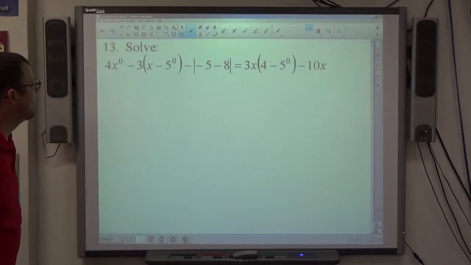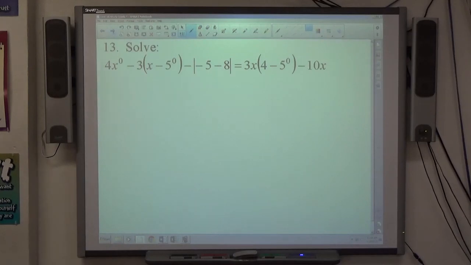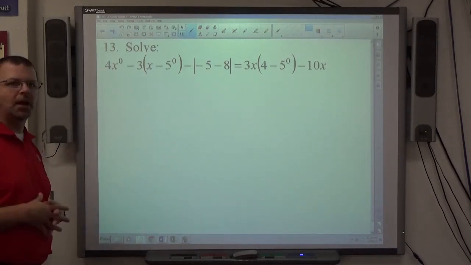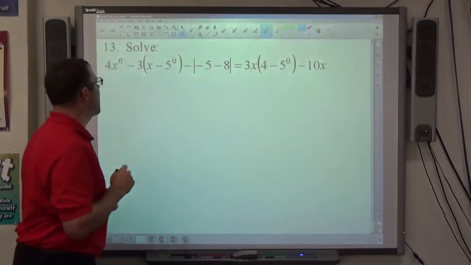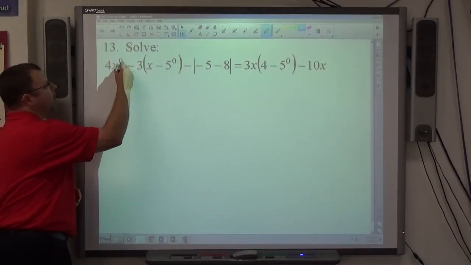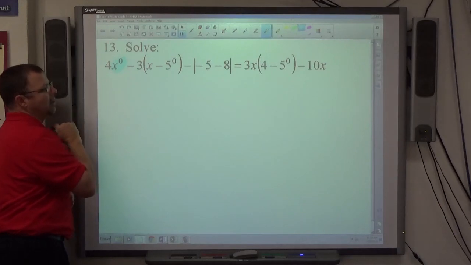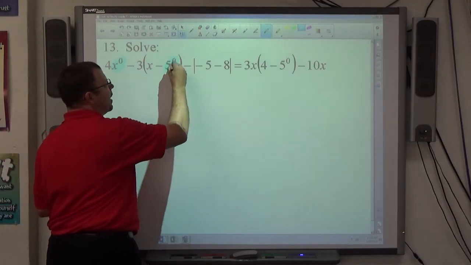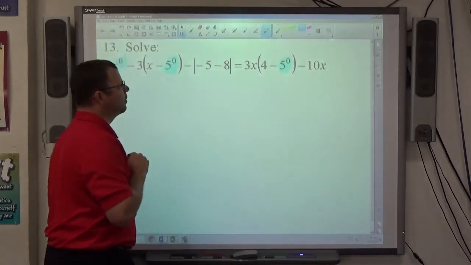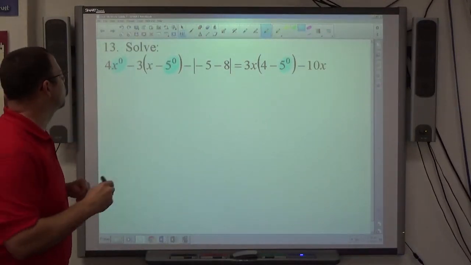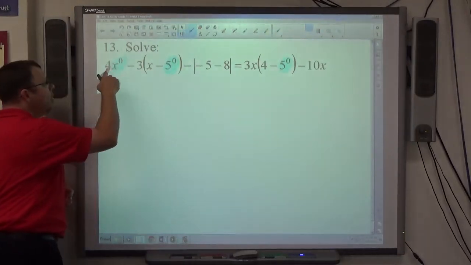Number 13, solve. Notice we have powers. Once again, powers happen. We have to ask ourselves what's being raised to the power. That's the first step in this problem, to deal with those powers. So 4x to the 0, x is being raised to 0, the 4 isn't. 5 to the 0, the minus sign is not being raised to the 0 power. Same thing here, minus sign is not being raised to the power. So that's what I do first, is deal with those.